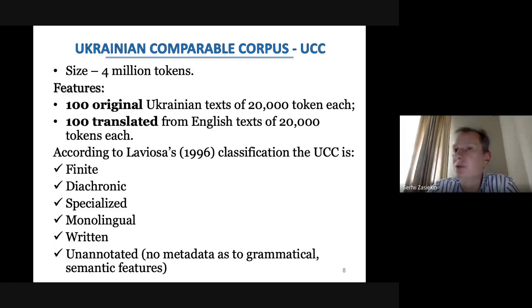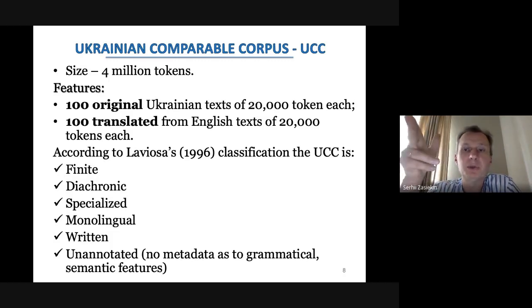A few words about the Ukrainian comparable corpus, or simply UCC. The size is not very impressive. The size was only 4 million tokens. Among the features of the corpus was that it incorporated two subcorpora. The first contained 100 original Ukrainian texts. The size of each text in the subcorpus was 20,000 tokens.